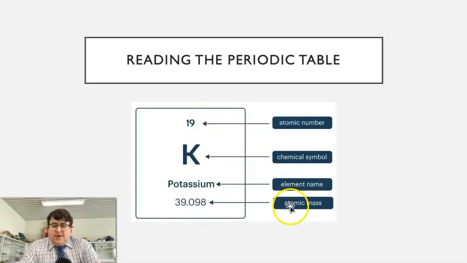The atomic mass, on the other hand, is the number of protons and neutrons combined. Now, obviously, there's a little rounding because 1 proton or 1 neutron isn't exactly 1 in terms of mass. It's 1.000, etc.